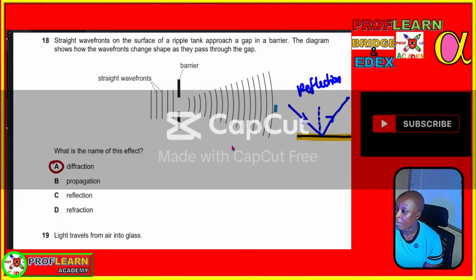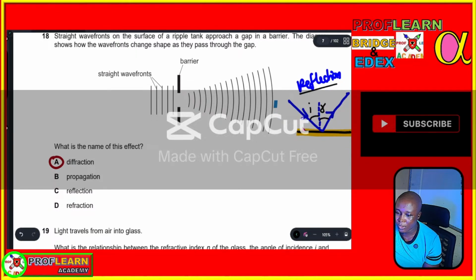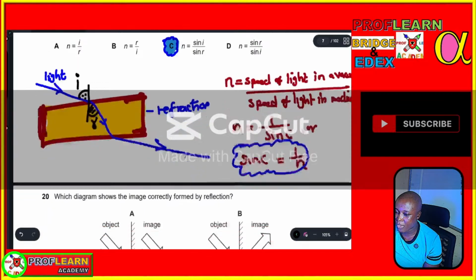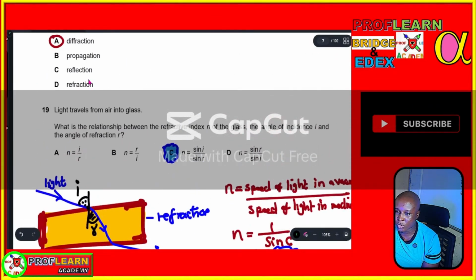diffraction of a wave. This is reflection, and for reflection you need to remember angle of incidence should be equal to the angle of reflection. And down here we have refraction, the bending of a wave as it moves from one boundary to another, and we are going to look at that as in question number 19.